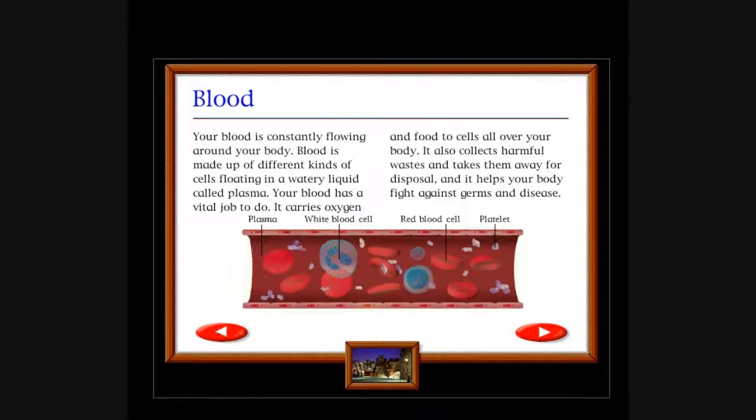Your blood is constantly flowing around your body. Blood is made up of different kinds of cells floating in a watery liquid called plasma. Your blood has a vital job to do. It carries oxygen and food to cells all over your body. It also collects harmful wastes and takes them away for disposal. It helps your body fight against germs and diseases. Plasma, white blood cell, red blood cell, platelet.